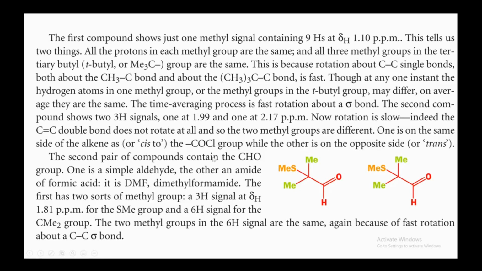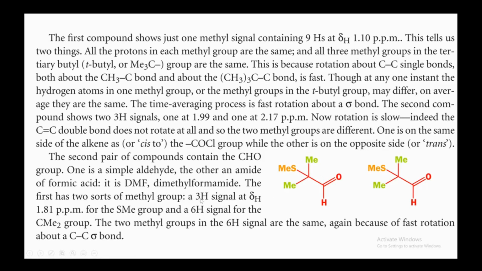The second pair of compounds contains the CHO, the aldehydic group. One is a simple aldehyde, the other an amide of formic acid. It is DMF, an organic solvent, that is dimethylformamide. But this one is not DMF. It is something else, but very similar.